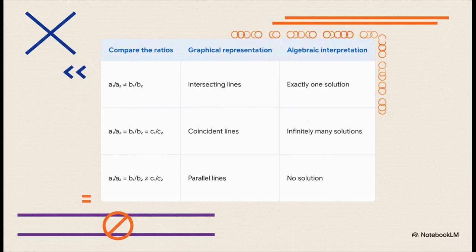For any pair of equations, as long as they're written in that standard ax plus by plus c equals 0 format, all you have to do is compare the ratios of the coefficients. If the ratio of the a's is different from the ratio of the b's, the lines will cross. Guaranteed. If all three ratios are identical, they're the same line. And if the first two match but the third one doesn't, they're parallel. It's like a crystal ball for algebra, no drawing required.